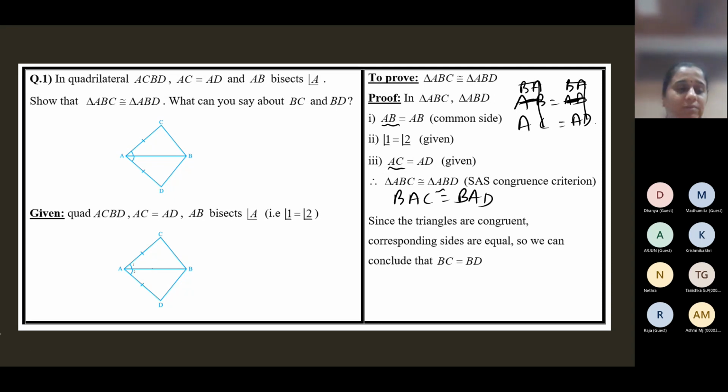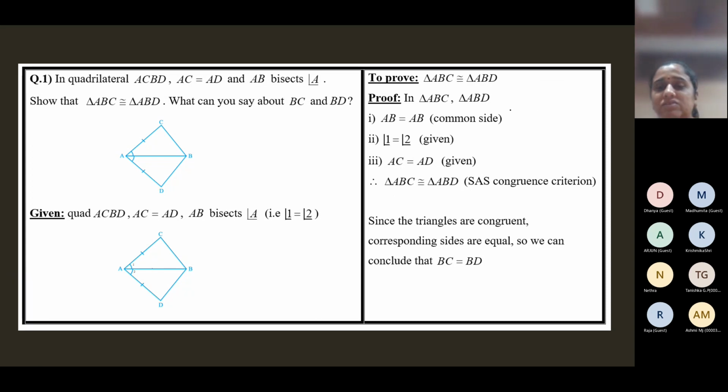If I'm not clear, I'll just repeat. I said just write out what you have written. AB is equal to AB, and AC is equal to AD. Now A is common, right? So make this AB as BA. Now it's BA, AC: BAC. Sorry, AC is equal to AD. BA, AD: BAD. Once you write the congruent triangles in this order, you can make out that BC is equal to BD.